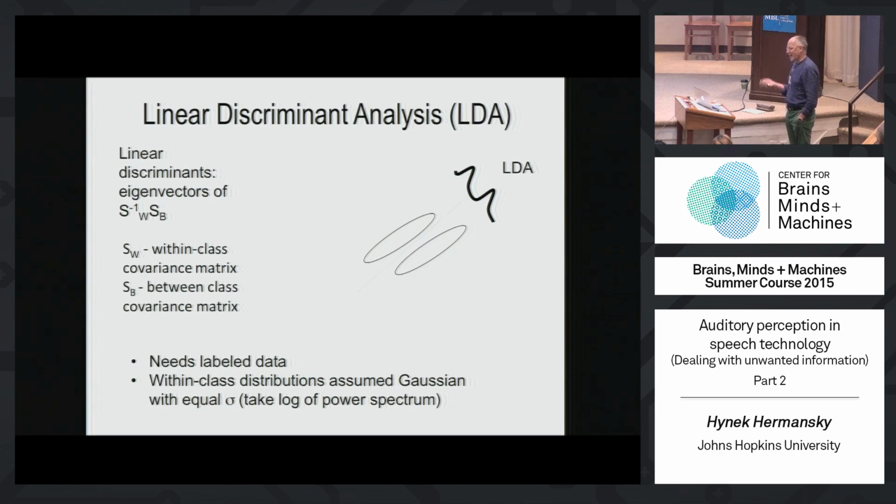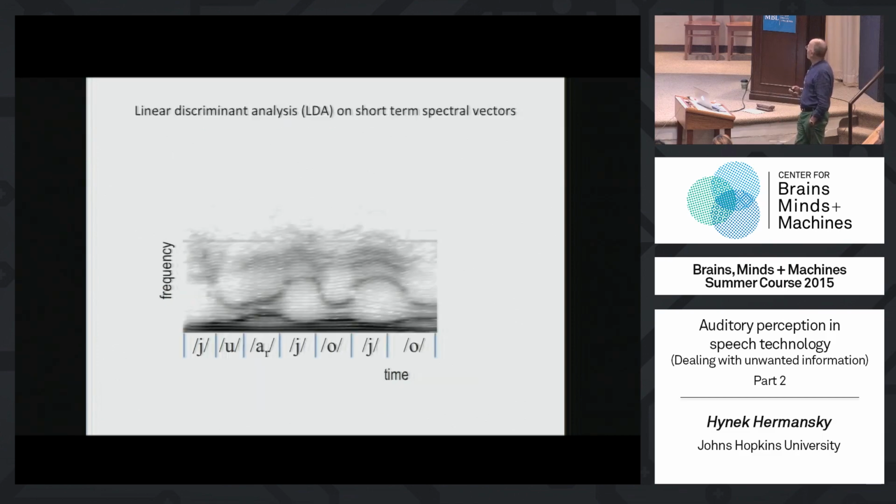For this, you need a within-class covariance and between-class covariance matrix. You need the labeled data, and you need to make some assumptions, which turn out are not very critical. But they are approximately satisfied when you are working with the spectra. So what we did was we would take this spectrogram and generate the spectral vectors from that. We would always cut part of the short-term spectrum, and we assign it the label of which part of the speech it came from.